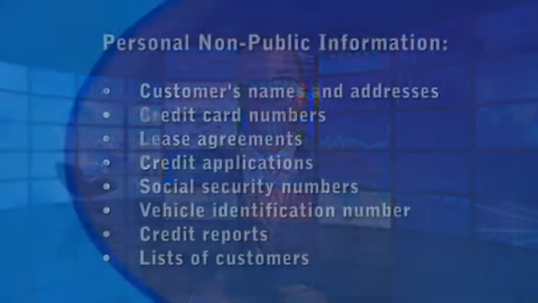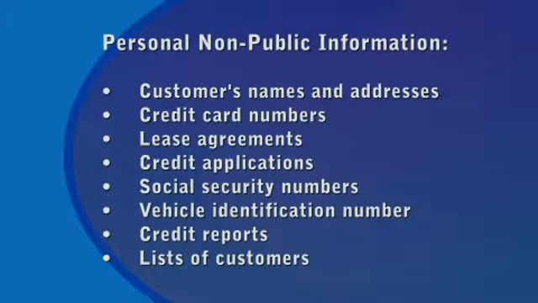Examples of personal, non-public information include, but are not limited to, the following: customers' names and addresses, credit card numbers, lease agreements, credit applications, Social Security numbers, VIN or vehicle identification numbers, credit reports, and then lists of customers.